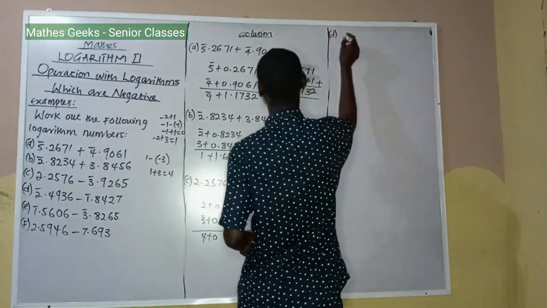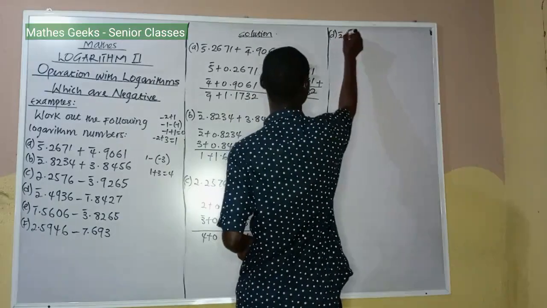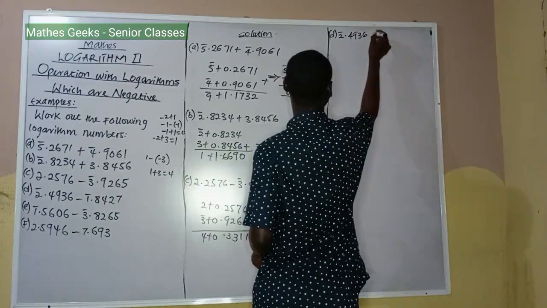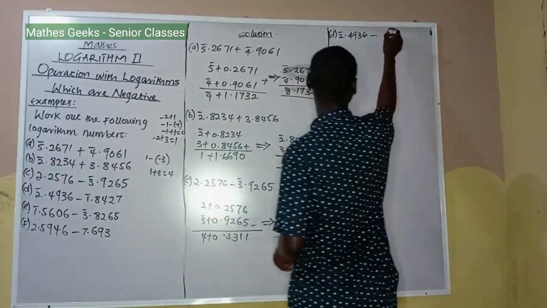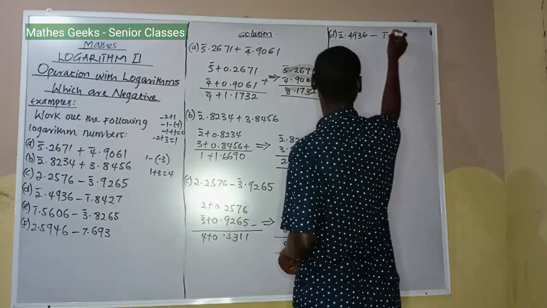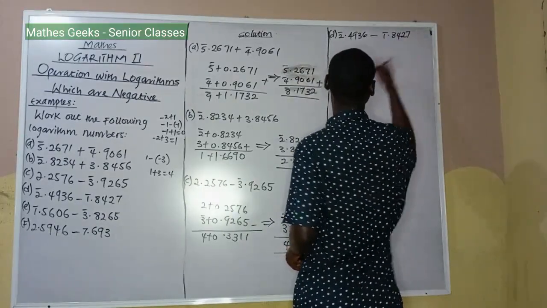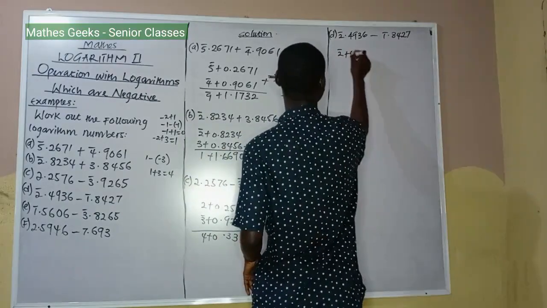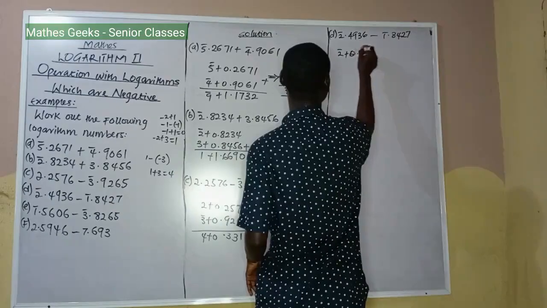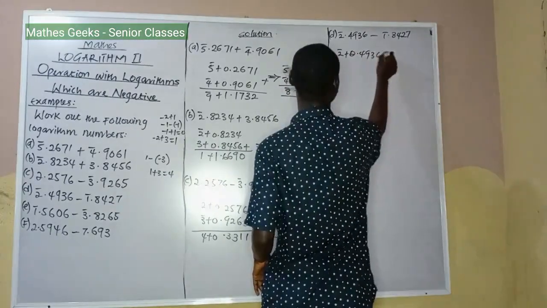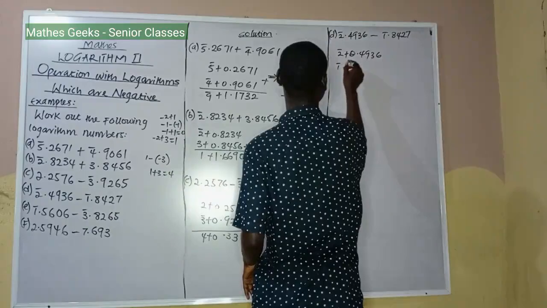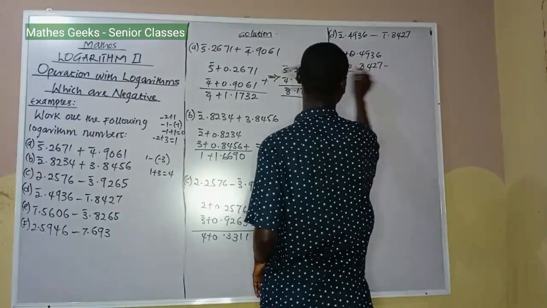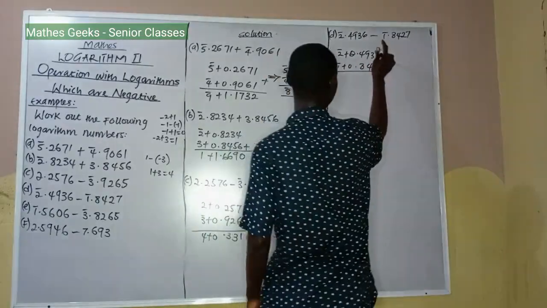D. So D is bar 2.4936 minus bar 1.8427, and that will give us bar 2 plus 0.4936, and then bar 1 plus 0.8427. Subtraction. So 6 minus 7 cannot come here.